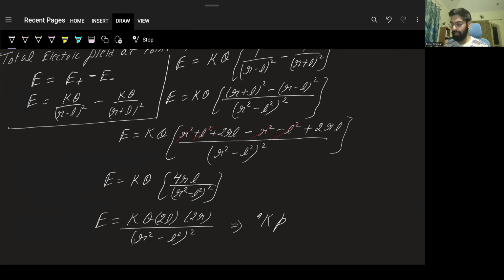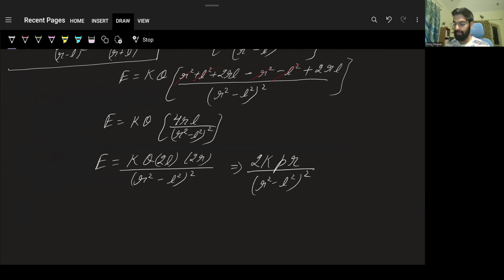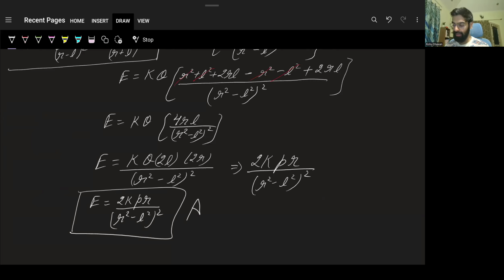So 2, I'll take it here. I can write R. So 2kpr over R square minus L square whole square. So this is the electric field. I can just write it again. 2kpr over R square minus L square whole square, right? So this is the electric field due to an axial line, and you have to remember this formula.